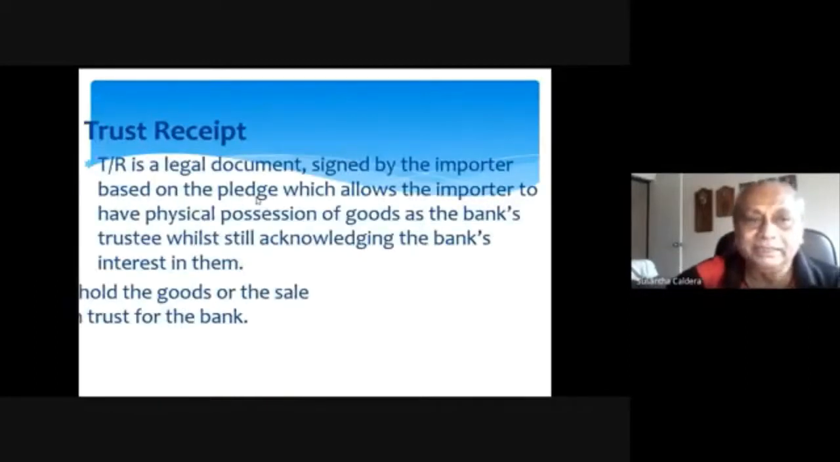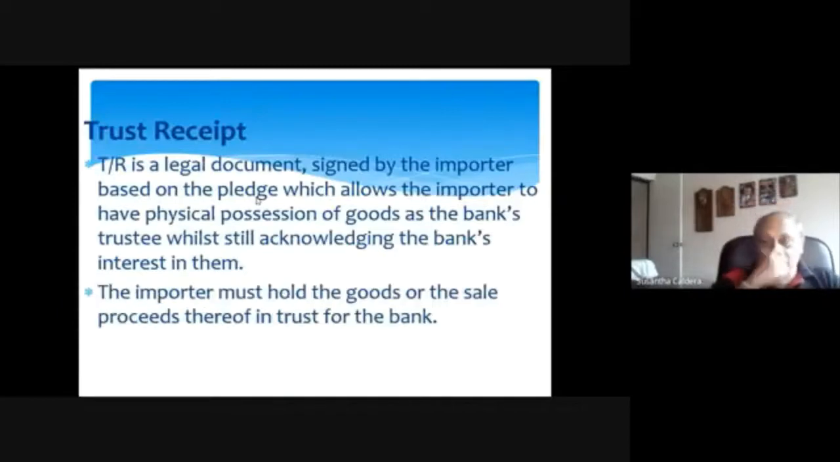Trust receipt is a legal document signed by the importer based on the pledge, which allows the importer to have physical possession of the goods as the bank's trustee while still acknowledging the bank's interest in them. The importer will have the physical possession of the goods as a bank's trustee. Banks give the goods to them on trust. So he will hold on to the goods as the bank's trustee.